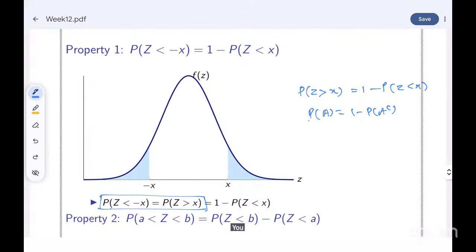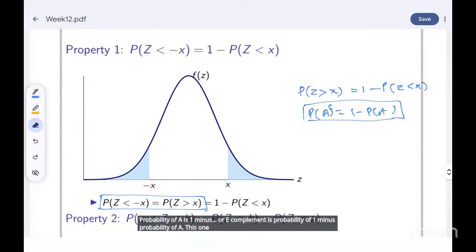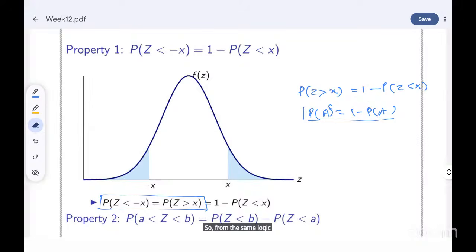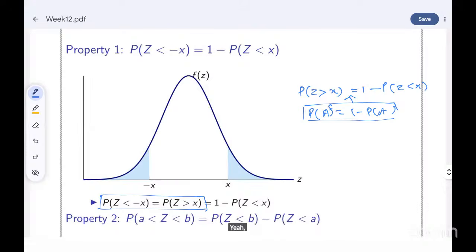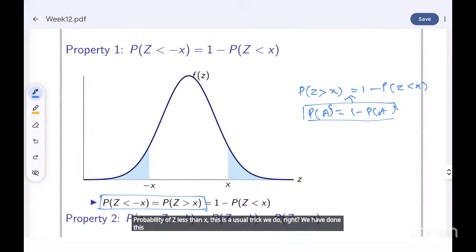Do you understand this one? Probability of A complement is 1 minus probability of A. From the same logic, the above one follows. Probability of z greater than x is 1 minus probability of z less than x. This is the usual trick we do, right? We have done this earlier several times.